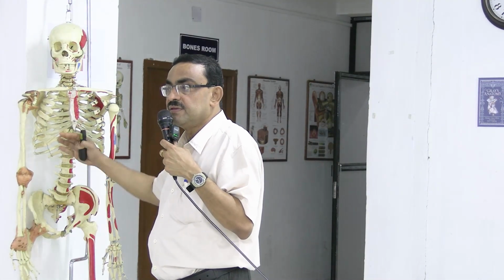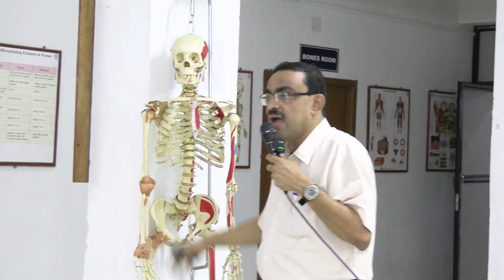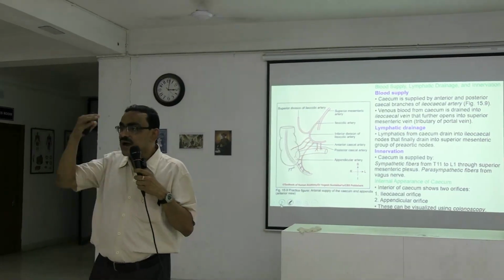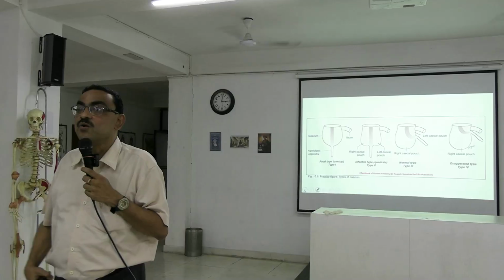Anteriorly, you can imagine the anterior abdominal wall, and in between the anterior abdominal wall and the cecum, when the cecum is empty, coils of ileum will come and intervene between the anterior abdominal wall and the cecum. So if we cut the ileum and cecum, we can notice openings.